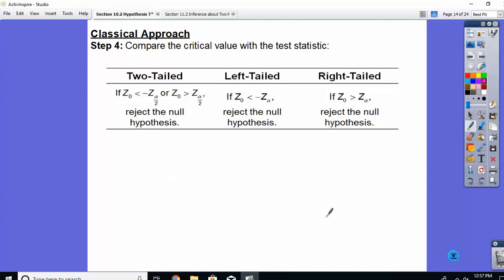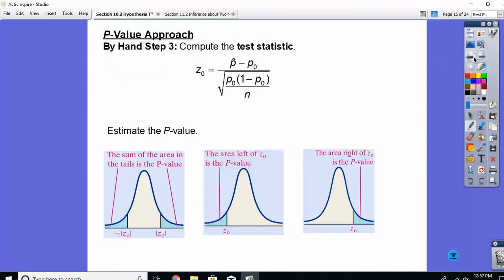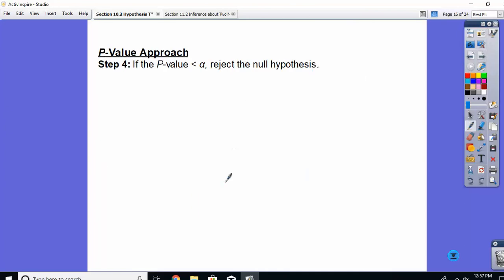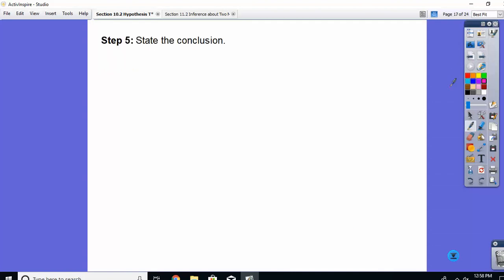The p-value approach starts out very similar, except we're going to compute our z still, but then we're just going to say, is our p-value smaller than alpha? If it is, we reject. So this is the approach that I am going to go with more often. And then I would like at the end for you to state the conclusion. If there is sufficient evidence to reject the null hypothesis, or there is not sufficient evidence to reject.